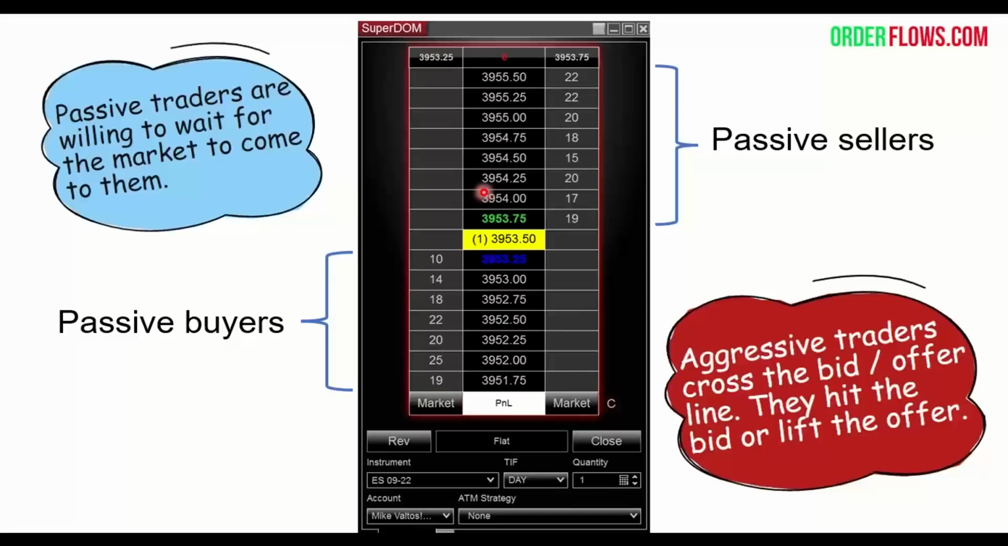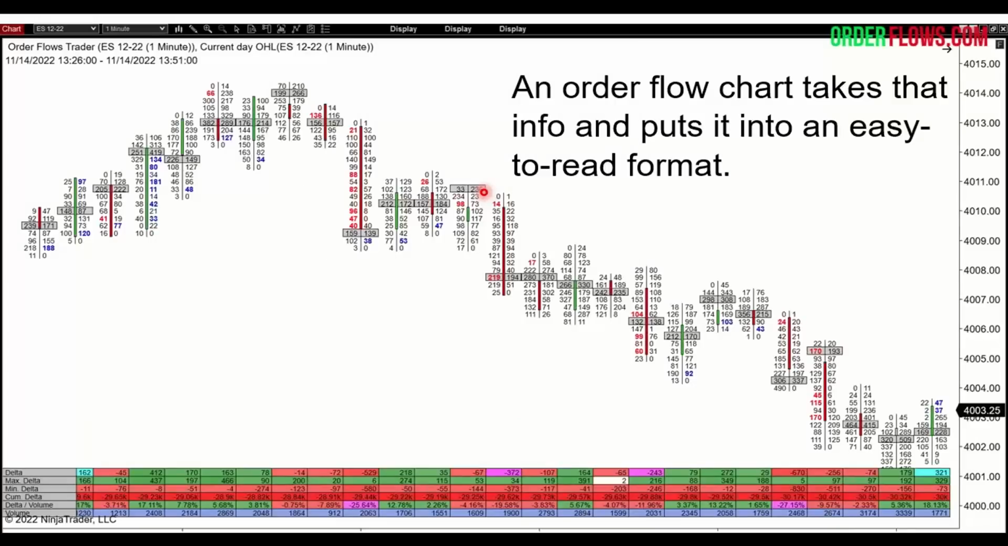And what's more important, do you think? People's intentions, or what people actually do in the market? Well, what people actually do in the market is going to be more important, because now they have a position on, right? They have to manage the trade. They have to manage their risk.